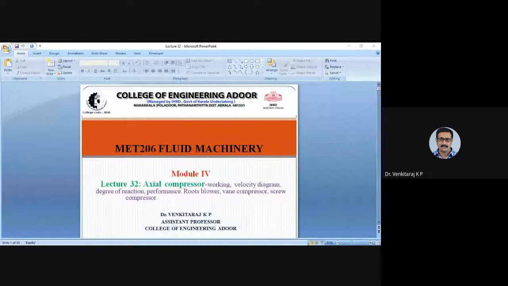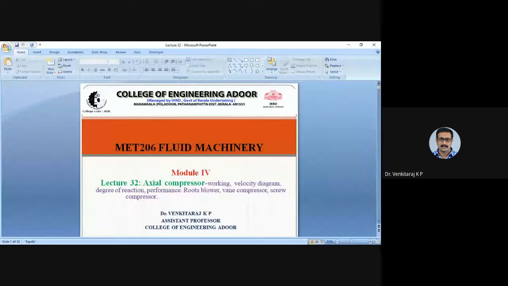And in addition to the axial compressor, we will also quickly go through some other types of compressors like roots blower, vane compressor, and screw compressor. So these are the topics that we will be discussing today. So let us straight away move on to the first topic, which is the axial compressor.